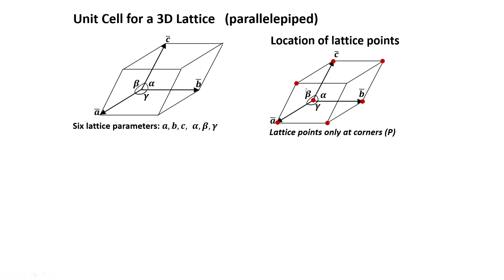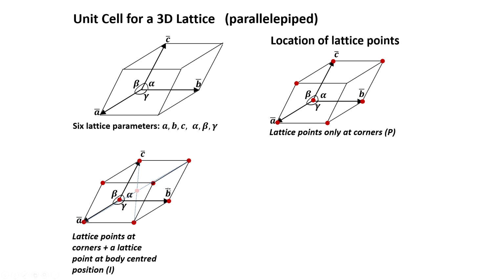Now, in addition to these lattice points at the corners, I can also add a lattice point in the center of this cell, called the body centered position, as shown here with a light colored dot. And one thing I must emphasize again is that the lattice points are shown as somewhat bigger circles so that they are visible, but they should not be confused with atoms. So, this distinction between the lattice point and the atoms has to be always kept in mind.